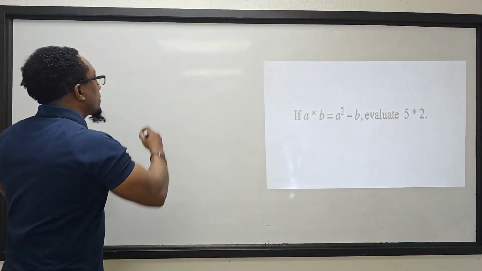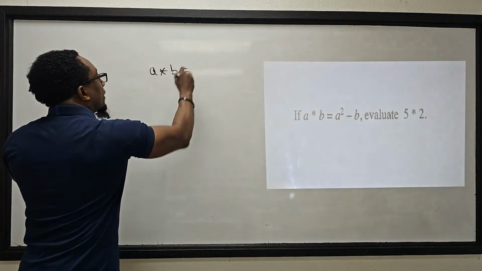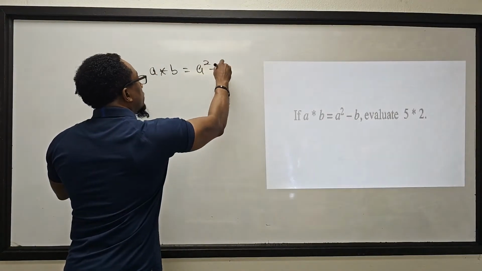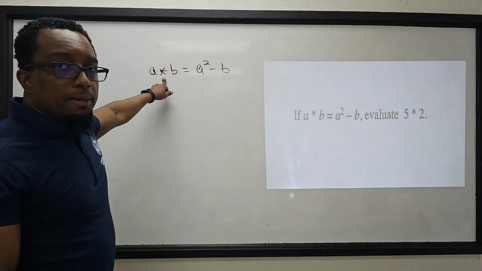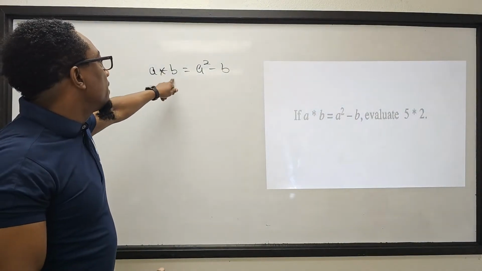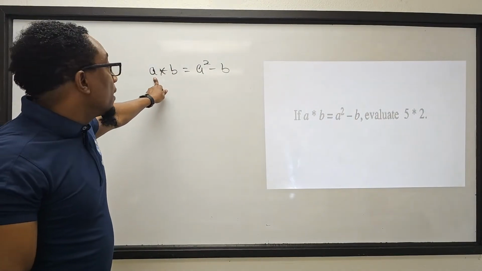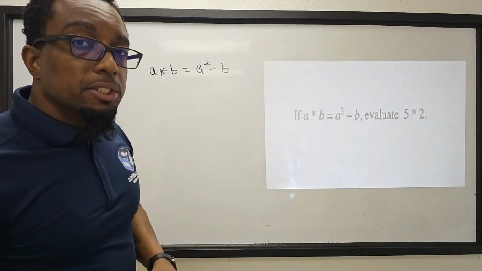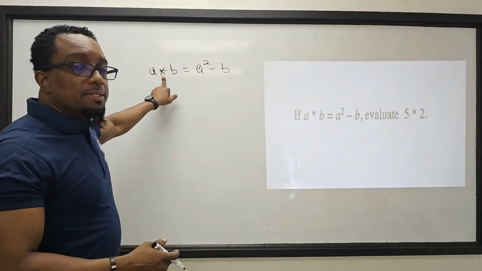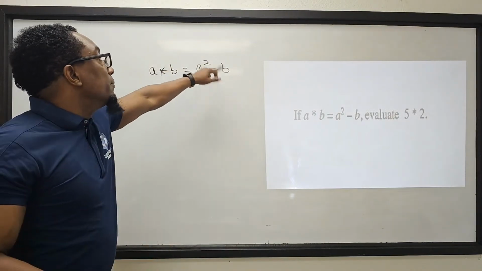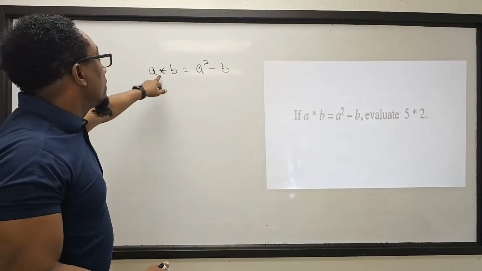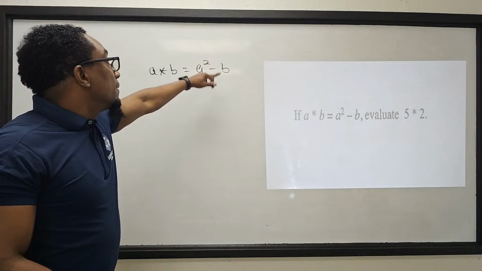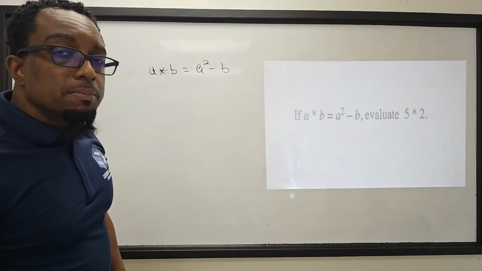So you have here A asterisk B, it is equal to A squared subtract B. So this symbol, think of an addition sign separating two numbers, and of course you're familiar with the operations of addition, subtraction, multiplication, and division. If this was an addition sign, we'd add these two numbers and get a result. So the binary operation simply connects two numbers to give us a result. And the A squared minus B is your result.